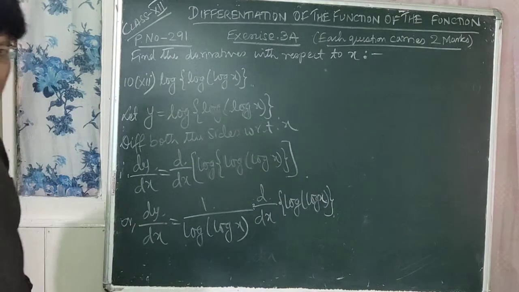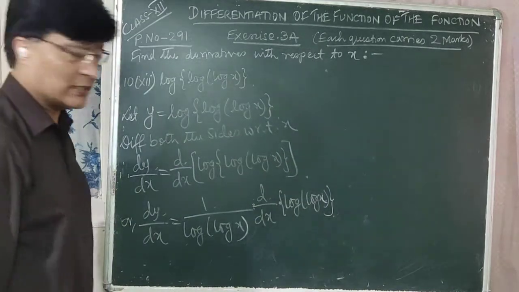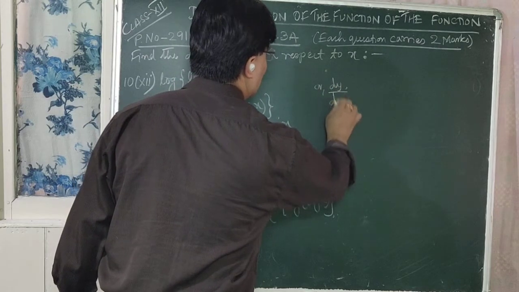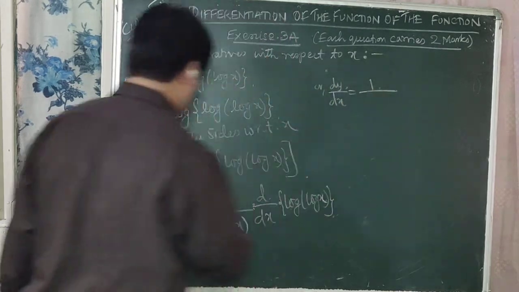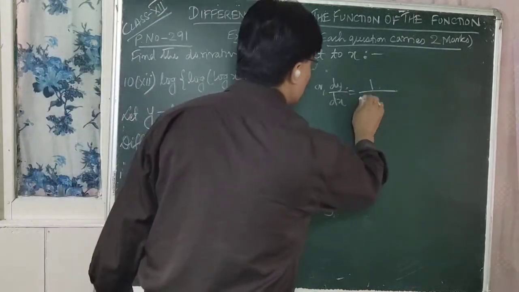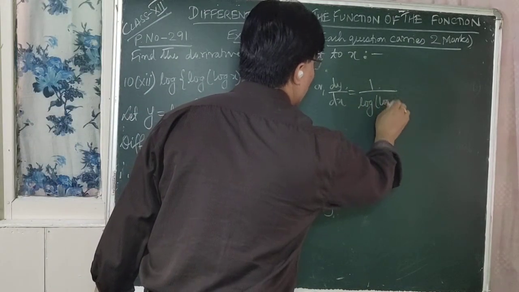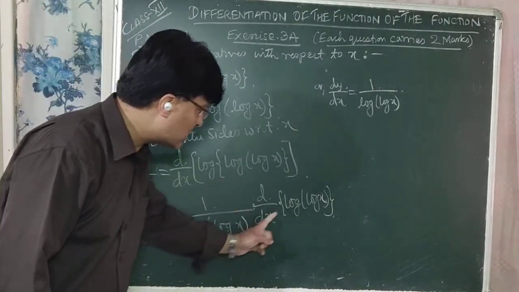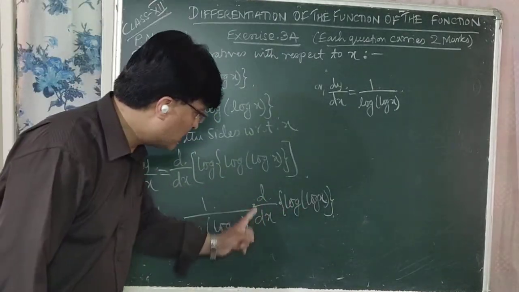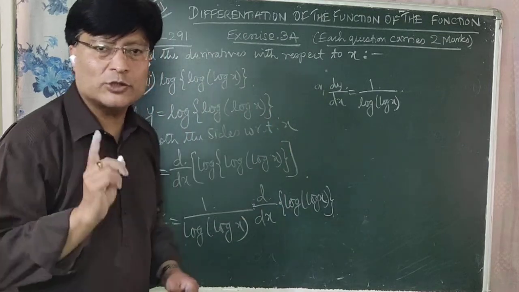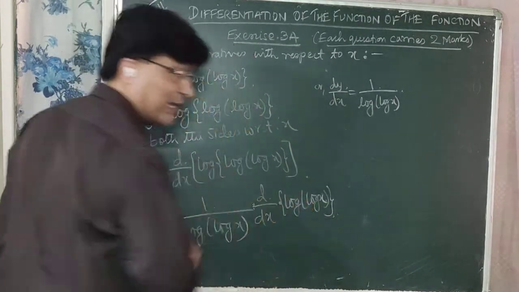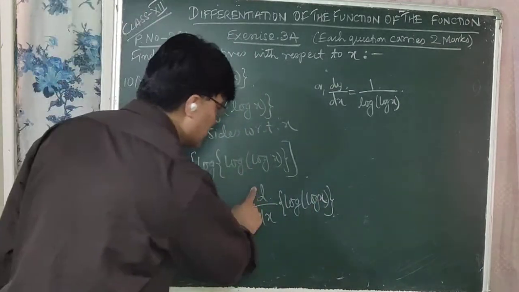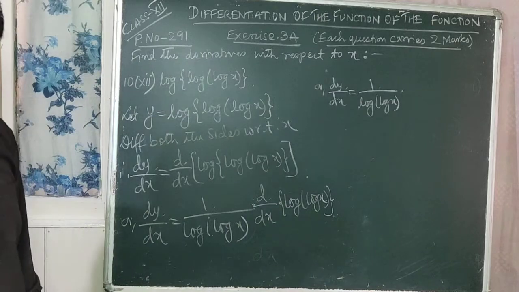Is that clear now? So let us differentiate it again. So dy by dx is equal to 1 upon log of log x into. Now, what is d by dx of log log x? What should you take it as? Log x again. Which function is taken as x? Log x. Right? So, what is the differentiation of log x again? It is 1 by x.